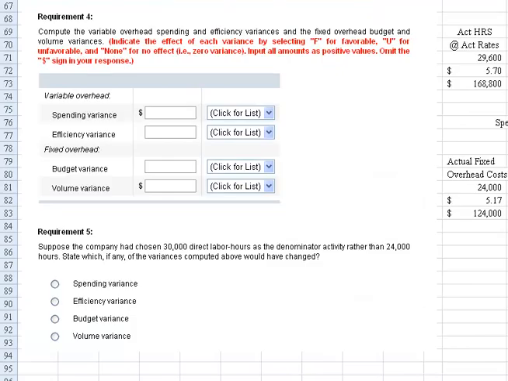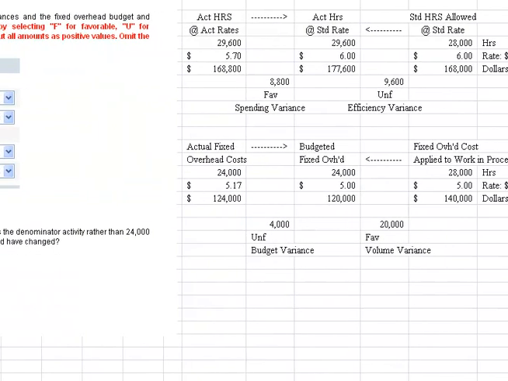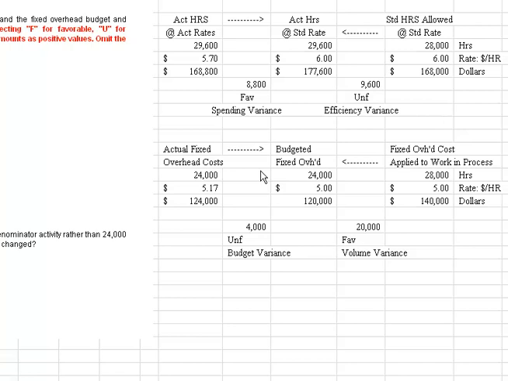Okay, now the next part is requirement 4. In reading to the left of the mouse, it says compute the variable overhead spending and efficiency variances and the fixed overhead budget and volume variances. I'll slide off to the right and show you how we come up with this. And you'll see I like to use the column form, so I'm going to break out the actual hours and actual rate when I have the information.